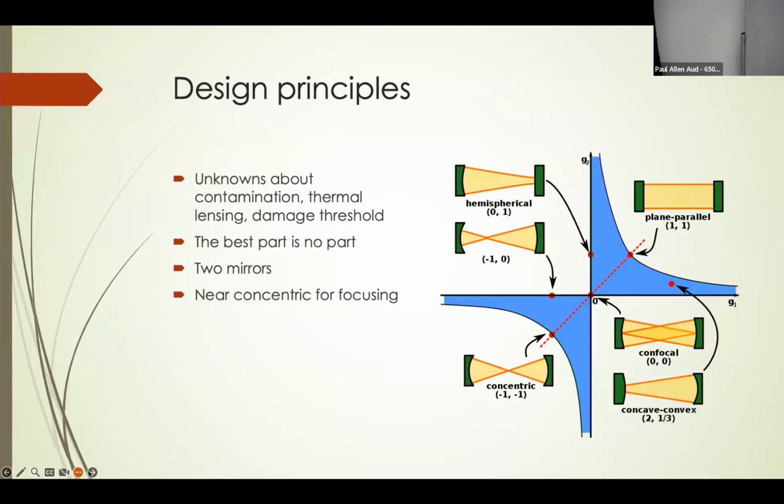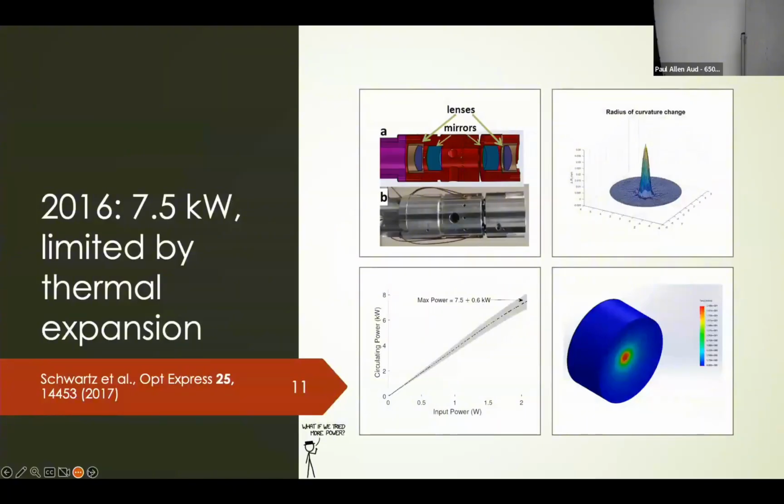So the idea is, the best part is no part. Minimize the number of components that can suffer from any of these effects. Use a 2-mirror cavity. And then in order to get the focusing, it has to be a near-concentric cavity. And that's the first problem. The near-concentric cavity is nearly unstable. In 2016, we proudly achieved 7.5 kilowatt out of roughly 100 kilowatt needed circulating power inside the cavity, which was the highest continuous wave intensity at our focal point at that time. It was limited by thermal expansion, indeed, of the mirror.